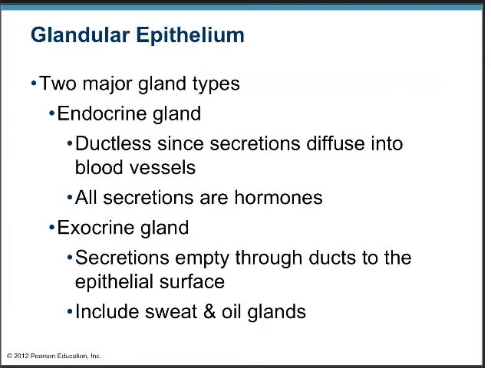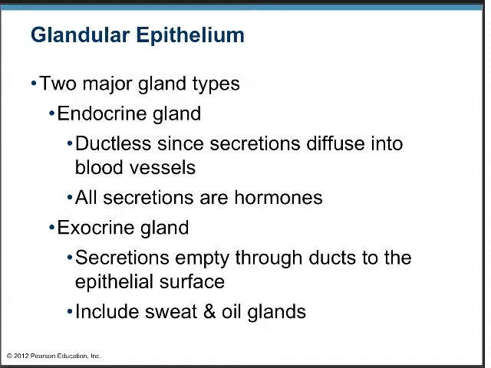Where an exocrine gland empties its secretion through a hose, a duct, directly onto a surface or into the lumen of another organ. Examples include the sweat glands and the oil glands in your skin. Okay, there's also glands that line the stomach, for instance, gastric pits that secrete hydrochloric acid and pepsin that help us digest the food that we eat. Another example of an exocrine gland.